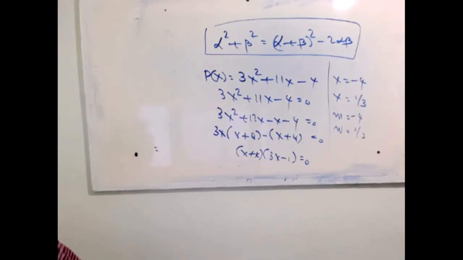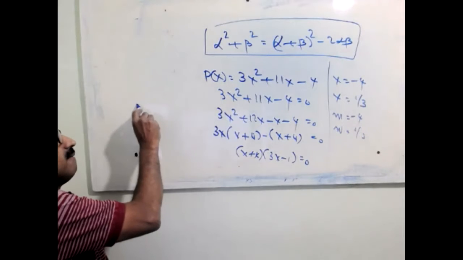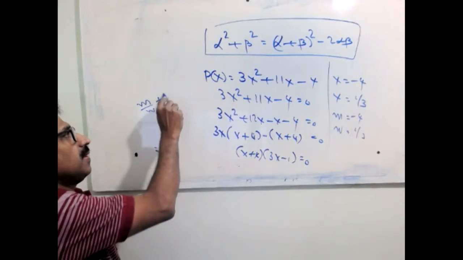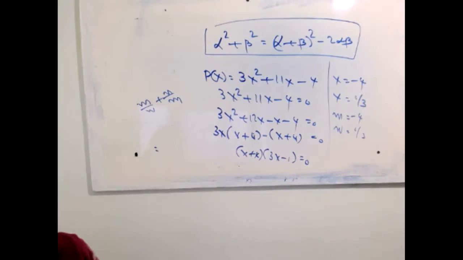Okay. So clear now. We got m equal to minus 4, n equal to 1 by 3. Then what you have to find out? m by n plus n by m. Okay. What is the final answer? Tell me the final answer. m by n plus n by m.